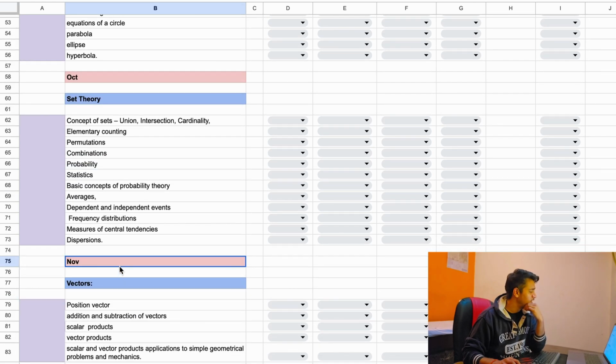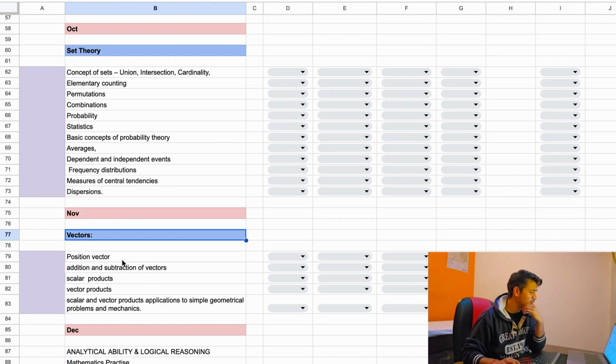So okay, in November you will be covering vectors. In vectors: position vector, addition and subtraction of vectors, scalar products, vector products, and then the application of the scalar product and the vector product in geometrical problems and mechanics. So in November you will be covering vectors. I feel till November you will be able to cover the maths.